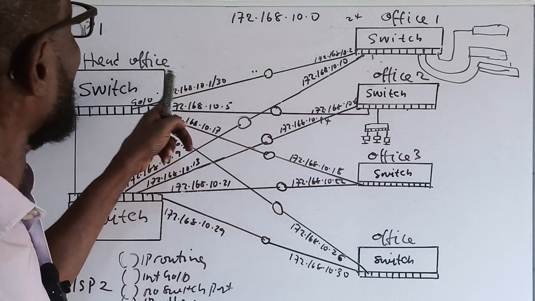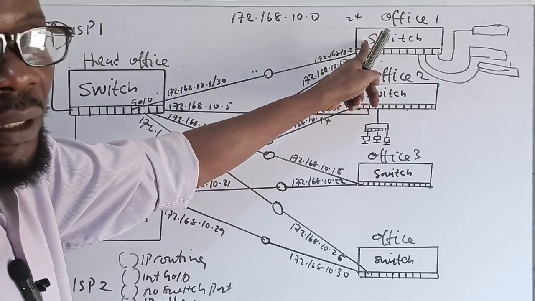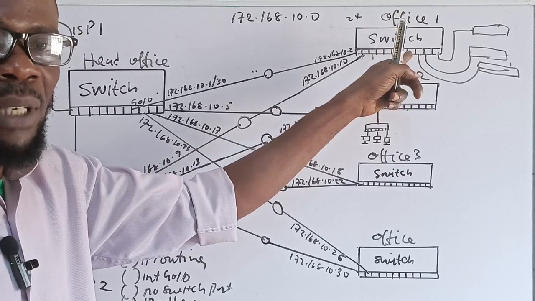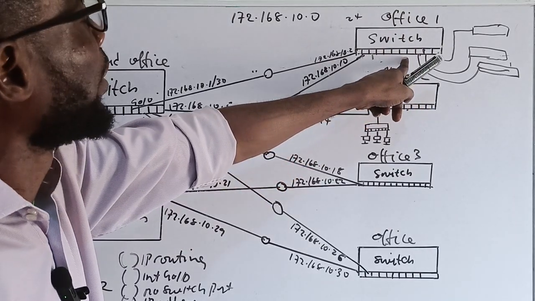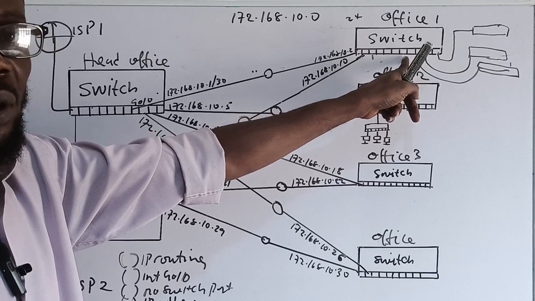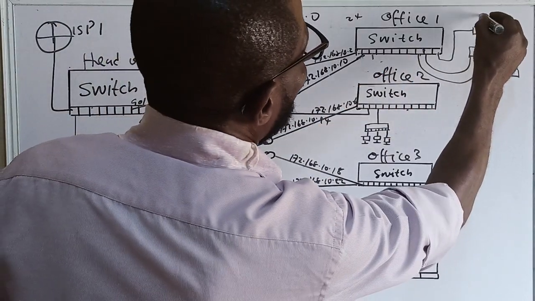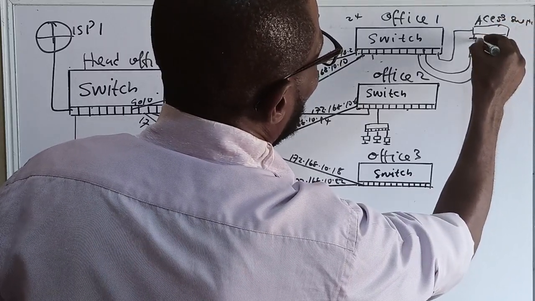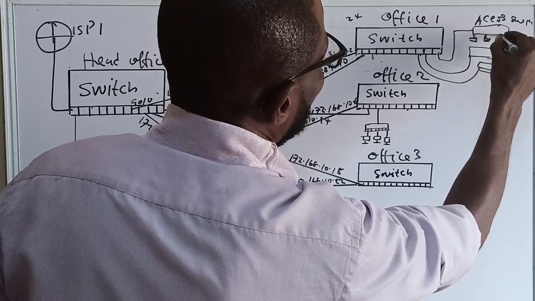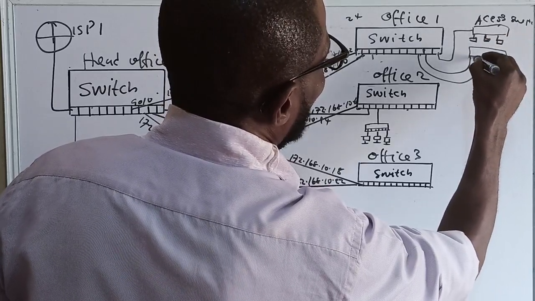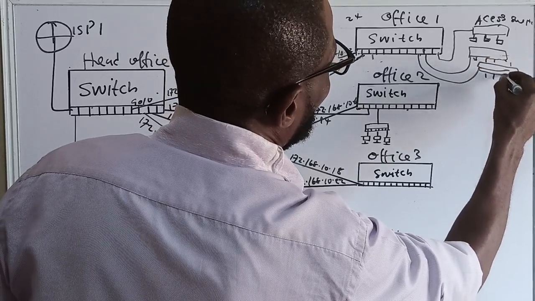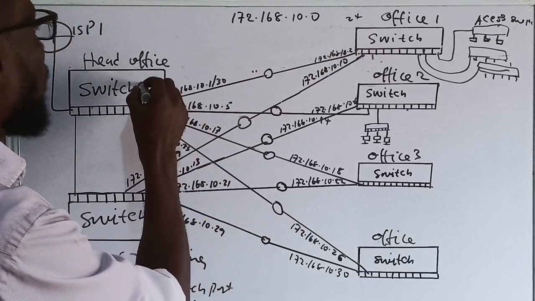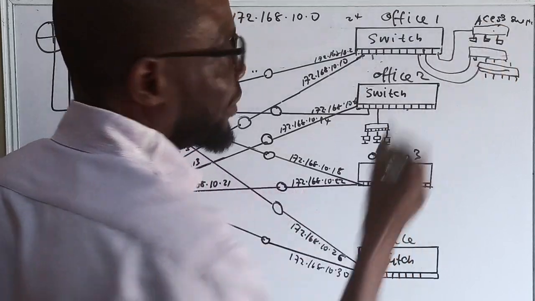Okay, this link was made to this office here. So this office might also have several departments. So you need to create VLANs in this switch, which means these are access switches, where computers connect to. Computers and printers connect here as well. These are where users are connected to. So making this is called distribution and access.